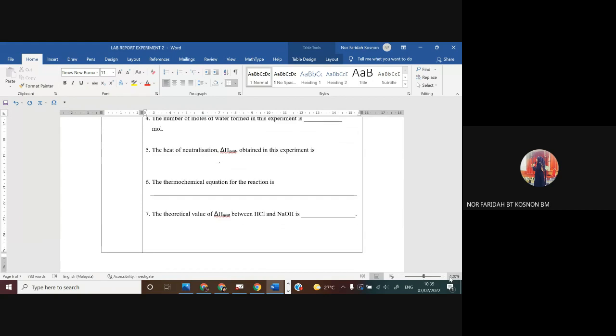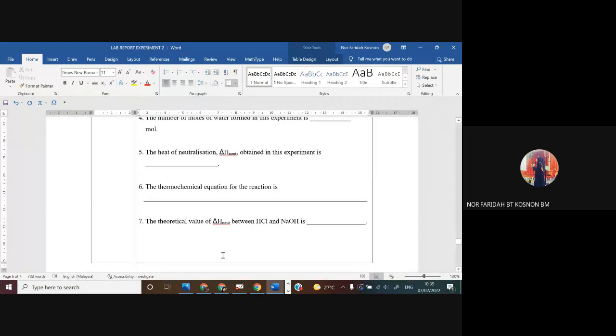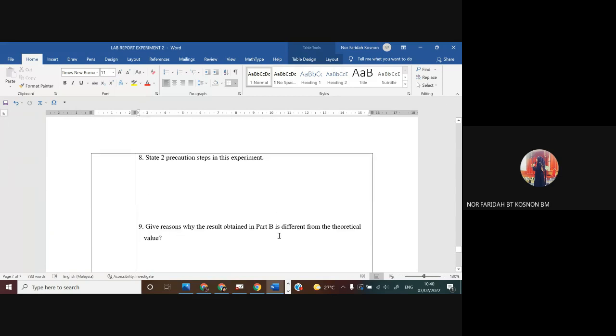Okay, apa lagi yang saya minta kat sini? The theoretical value of enthalpy of neutralization. Kena cari sikit lah. Cari sedikit. Maksudnya buat reference. Okay. Next. State 2 precaution step. Tadi saya dah mention. Nanti bila saya bagi recorded mic ke apa, boleh tengok semula lah. Tapi kalau siapa fokus tadi, dia boleh nampak lah apa yang saya maksudkan.